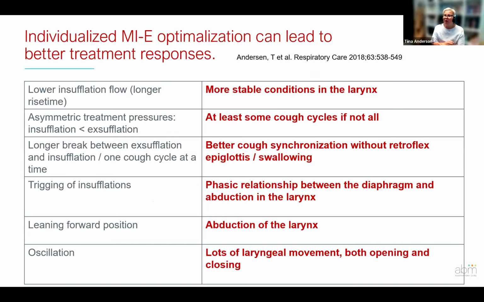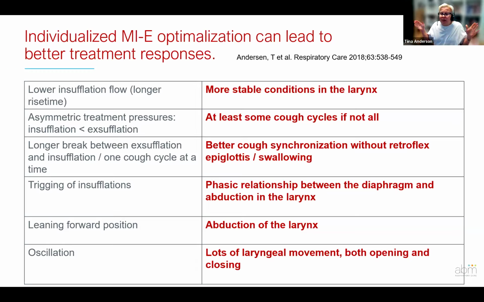We have tried to conclude what helps to optimize the MIE for these ALS patients. Well, if we use lower insufflation flow, which means longer rise time, we create much more stable conditions in the larynx. The pressure is not achieved that abruptly. If we combine lower insufflation pressures with higher exsufflation pressures, we manage to have good conditions in the upper airways, at least in some cough cycles, if not in all.